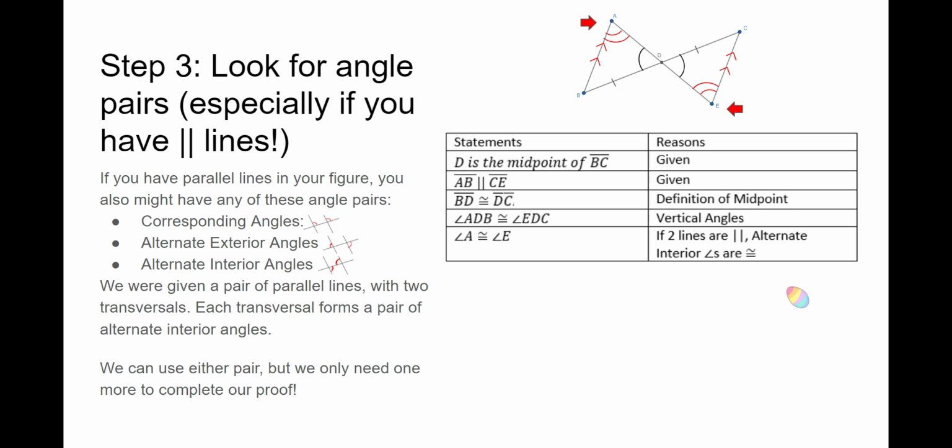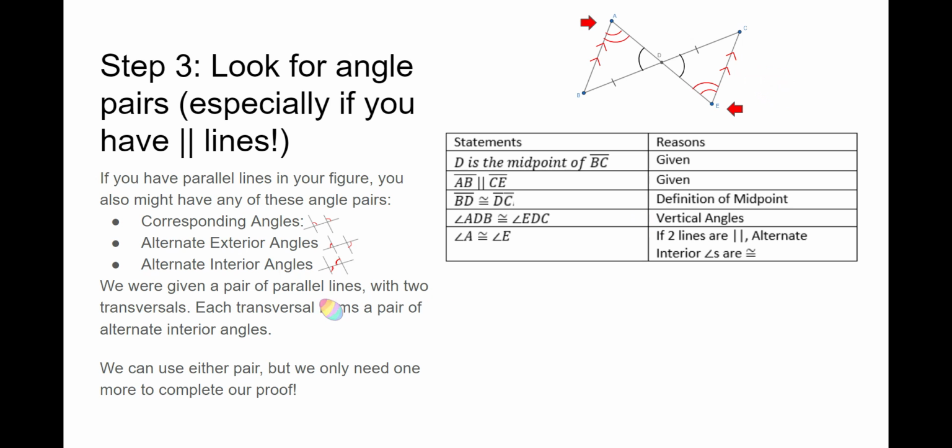We're not done with our angle pairs. We're still on step three. We also have a pair of parallel lines. Since we were given a pair of parallel lines, this symbol here means parallel. Segment AB is parallel to segment CE, so I marked them off as parallel using the little arrows.